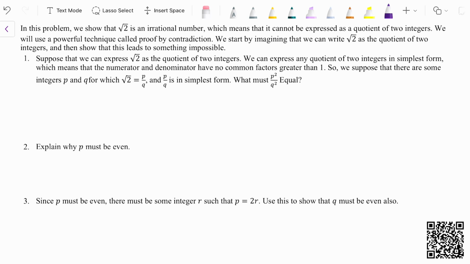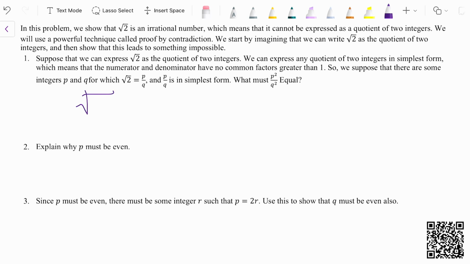Number 1. Suppose that we can express the square root of 2 as the quotient of two integers. We can express any quotient of two integers in simplest form, which means that the numerator and the denominator have no common factors greater than 1. So we suppose that there are some integers p and q for which the square root of 2 is equivalent to p over q, and p over q is in simplest form. What must the square of p over the square of q equal?